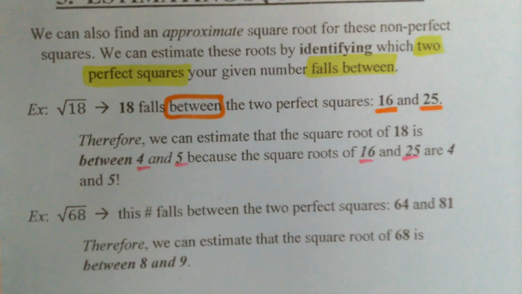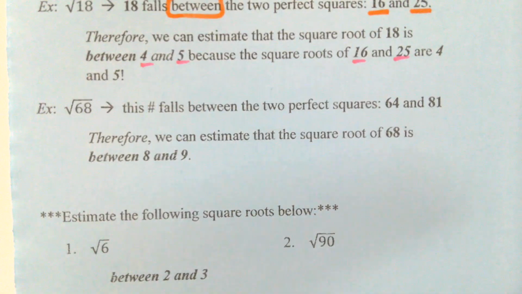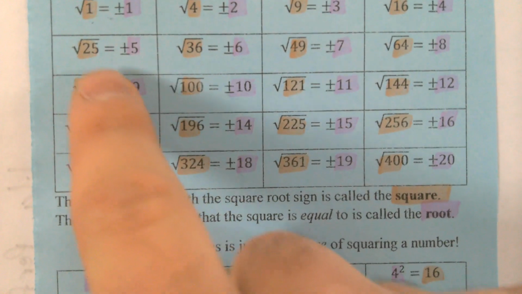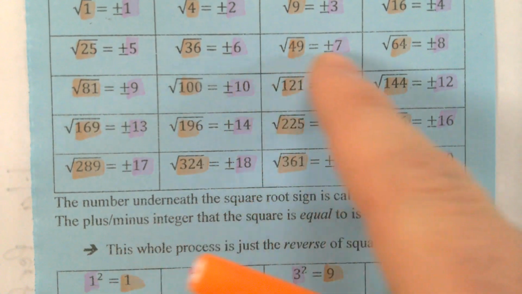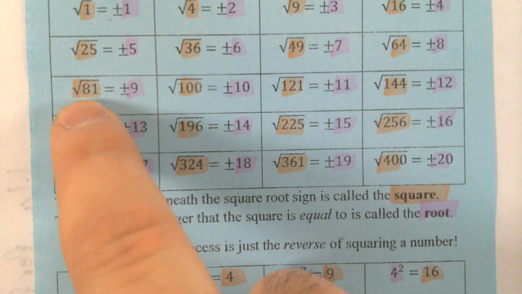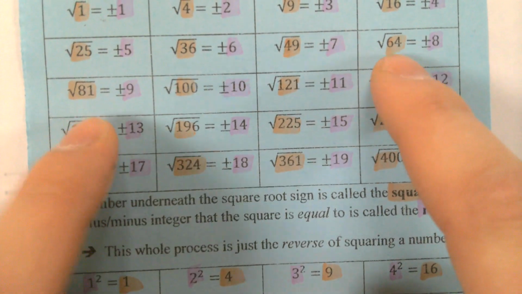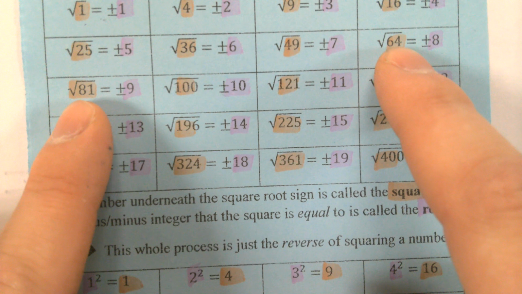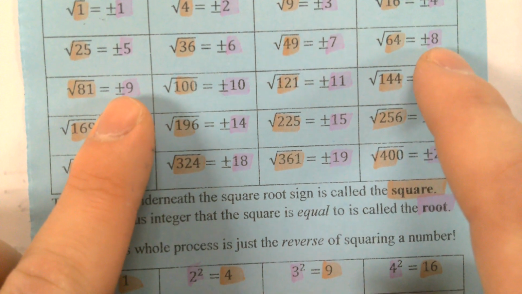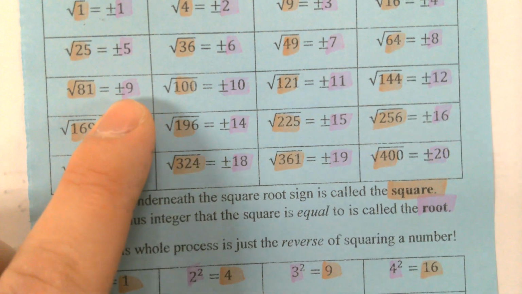Now what about the square root of 68? Well, that number, if we take a look back at our chart, we're looking for where 68 would fall between 36, 49, 64. Ooh, 64 is close. 81's the next one. So 68 is going to be in between 64 and 81. So our square root is going to be in between 8 and 9.